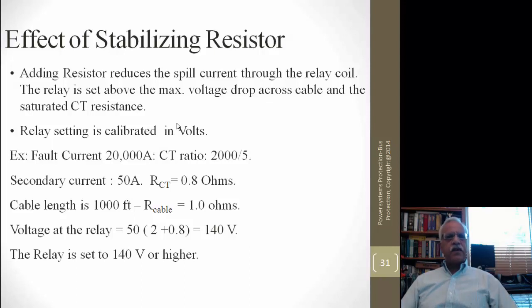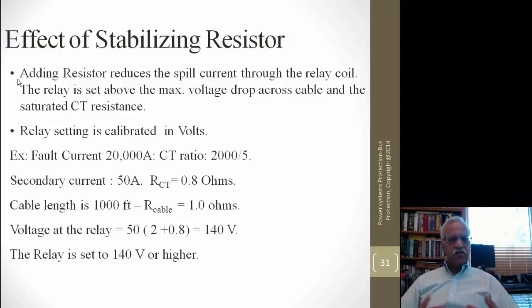So the effect of the stabilizing resistor is that it reduces the spill current through the relay coil. The relay is set about the maximum voltage drop across the cable and the saturated resistance. It's a very simple calculation. You have a layout of the substation. You know where the CTs are connected. Then you just calculate your fault currents seen going through the CT for a fault just outside the zone of protection, just close to the substation, but outside the zone of protection.